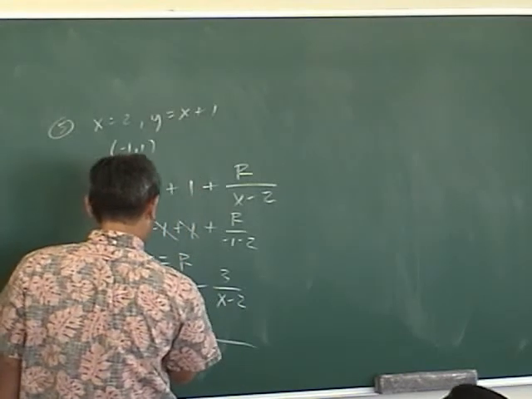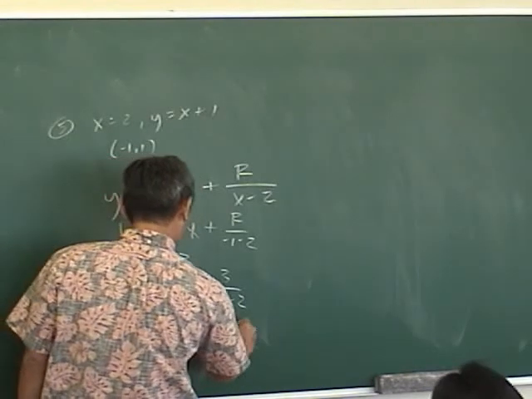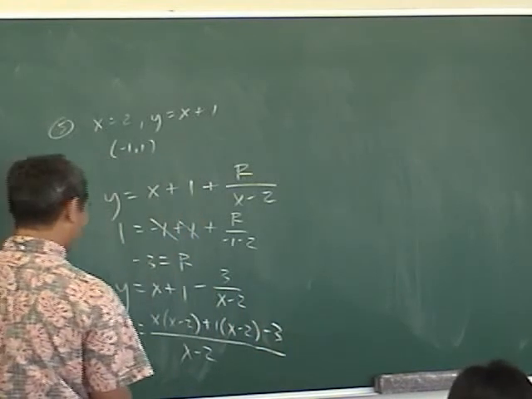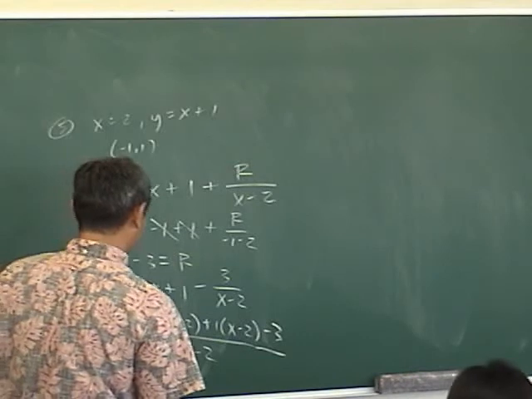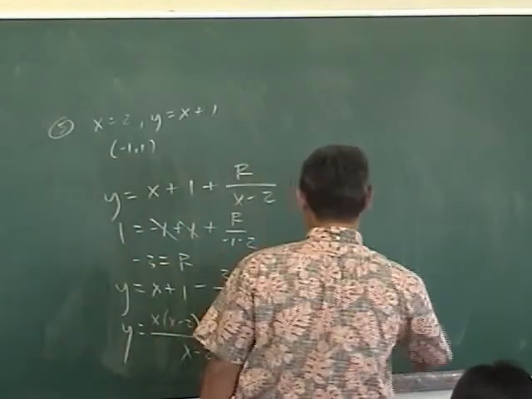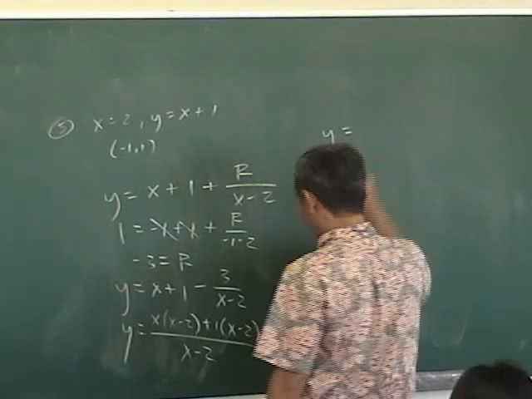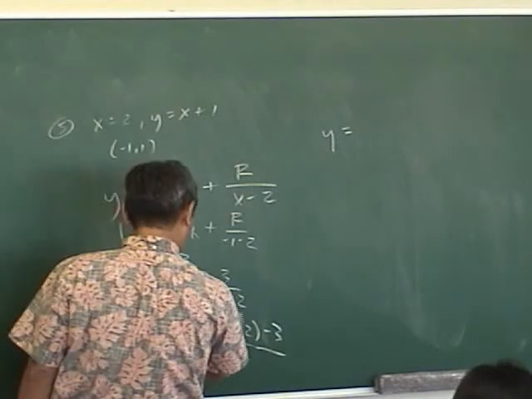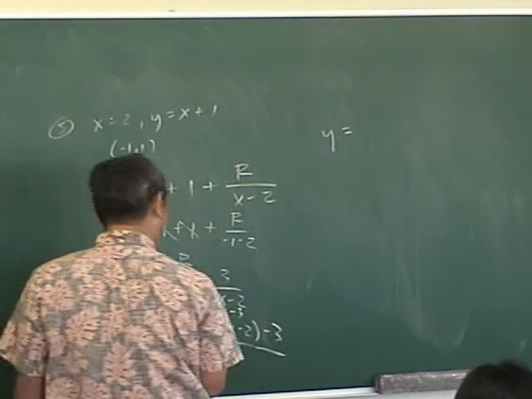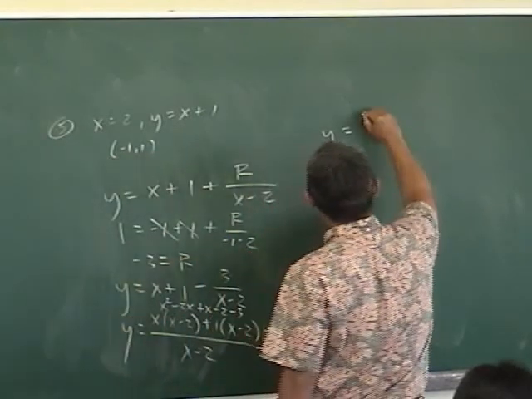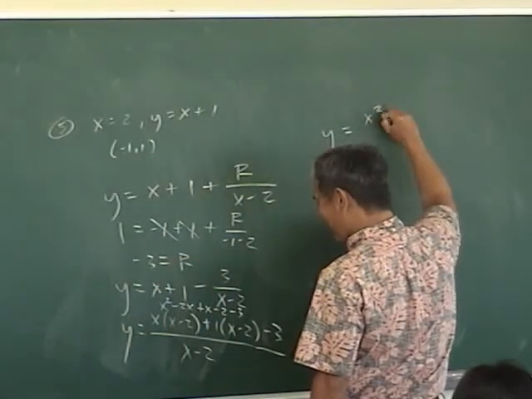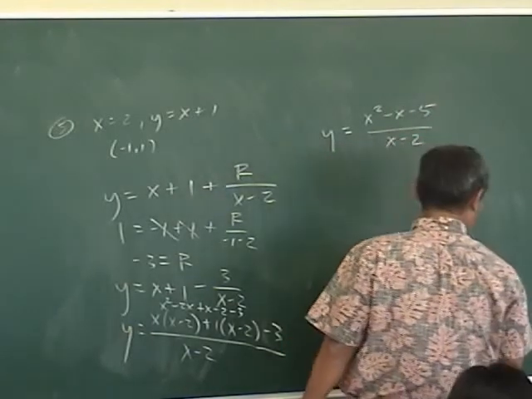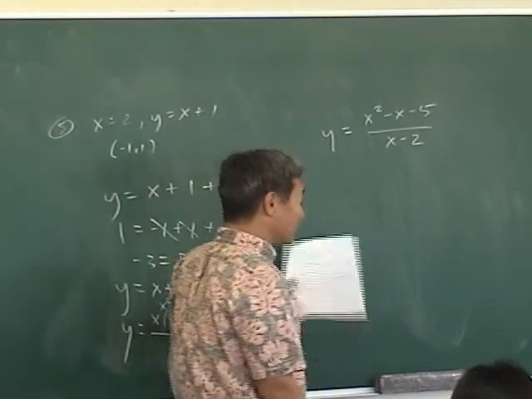So x times x minus 2 plus 1. This looks eerily familiar. Doesn't this look almost exactly like yesterday's one? So y equals, okay, I'm going to skip a step: x squared minus 2x plus x minus 2 minus 3. Those numbers look almost exactly the same. X squared minus x minus 5 all over x minus 2. Box that, that's the answer. No, that was the answer we had yesterday.